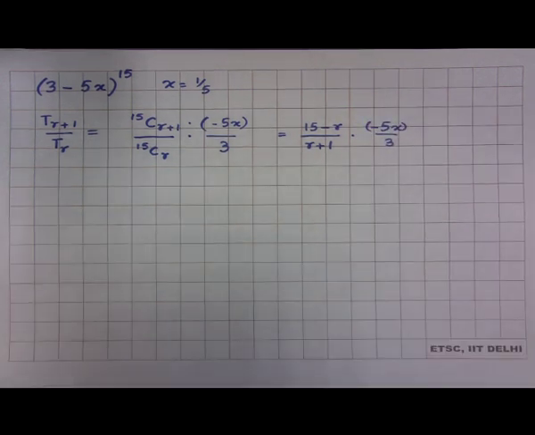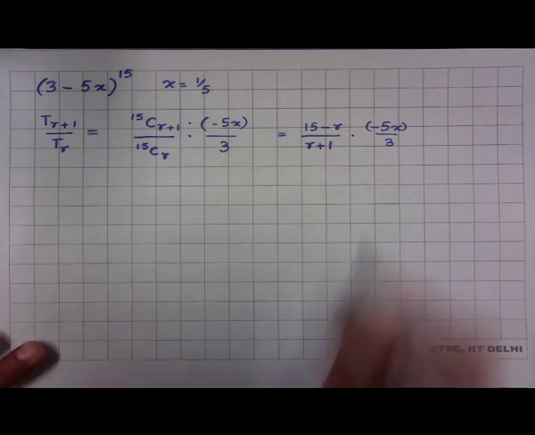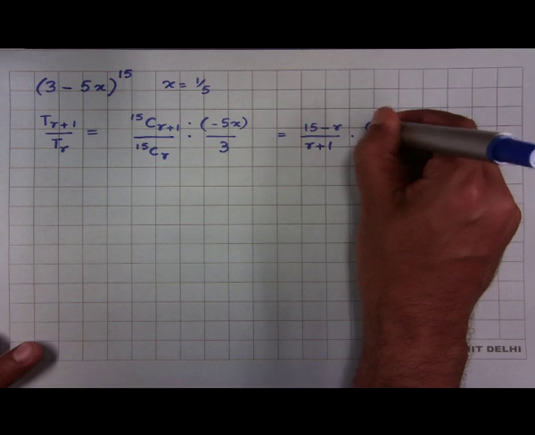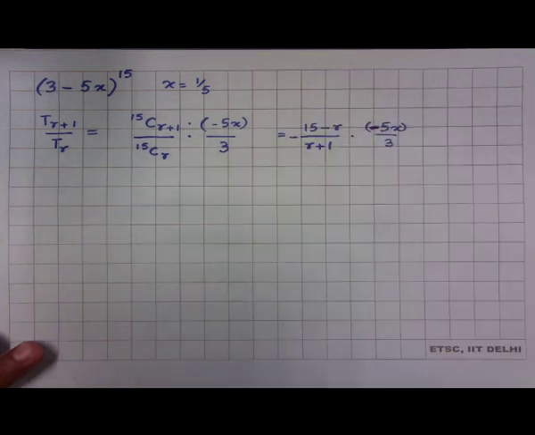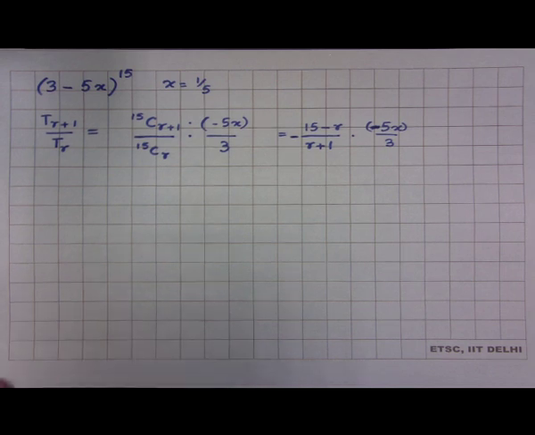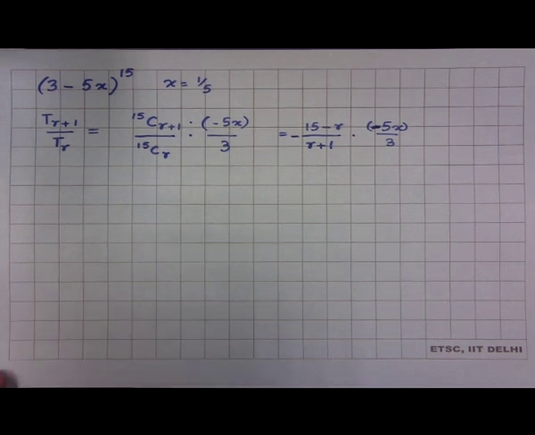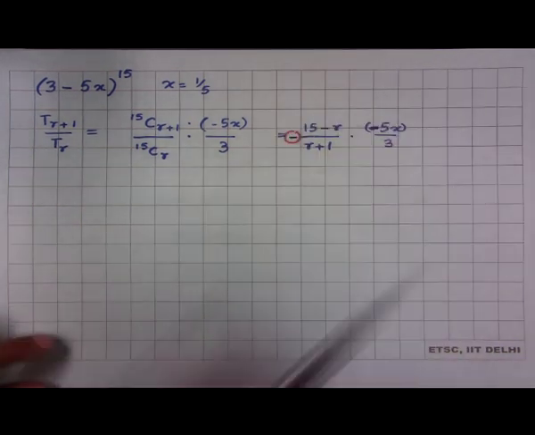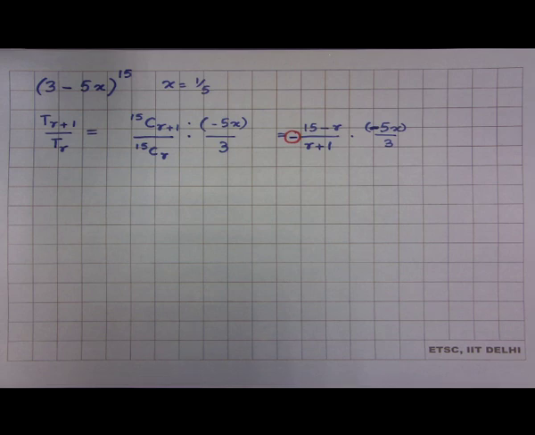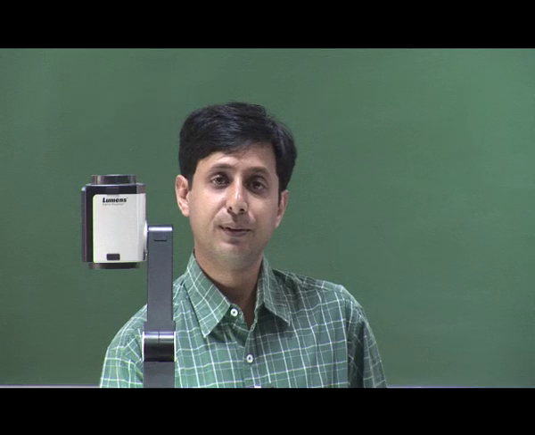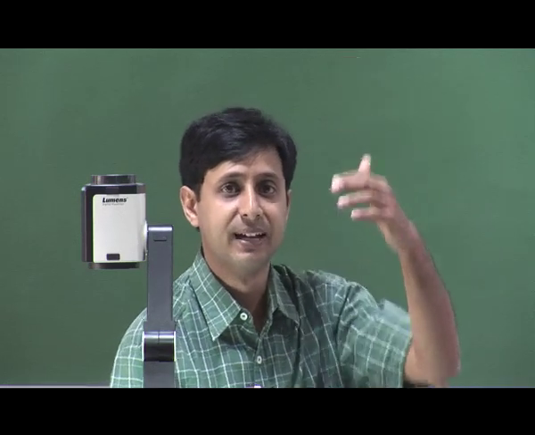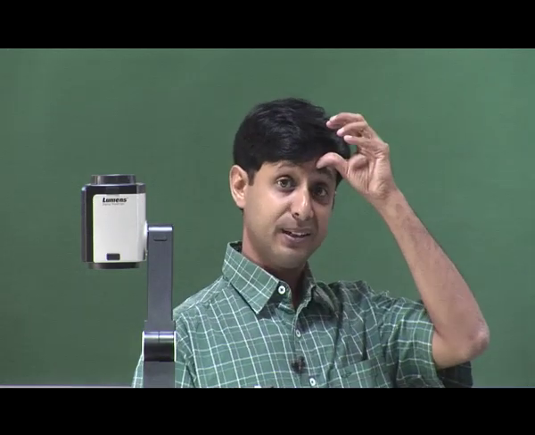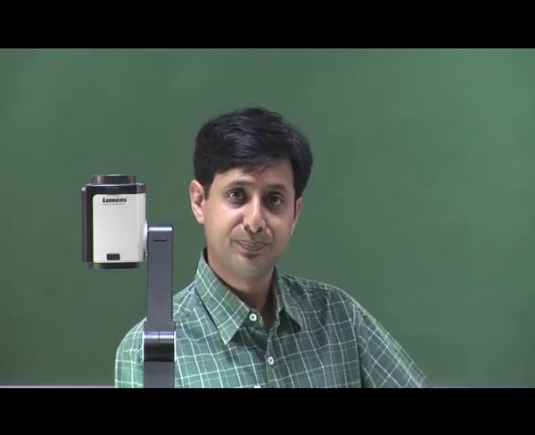Okay. Now, what happens here? Let us take the minus out. Now, as r increases, what happens? This ratio is always negative. Minus 15 minus r by r plus 1. r is going from 0 all the way till 15, so this ratio is always going to be negative.